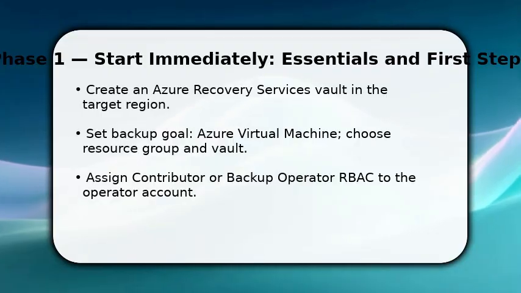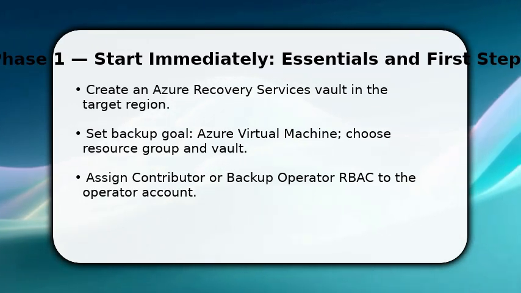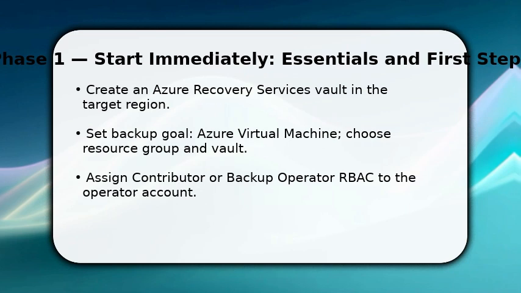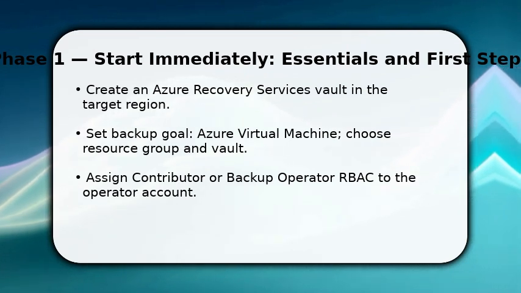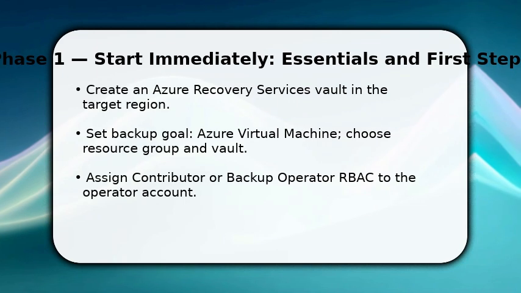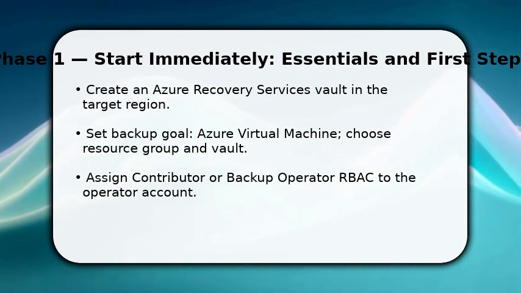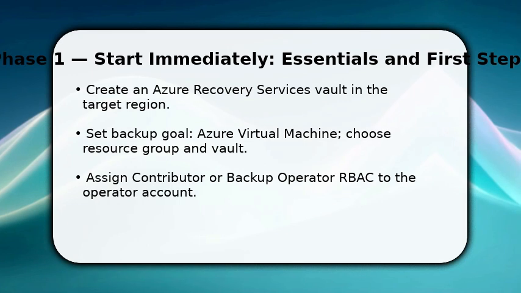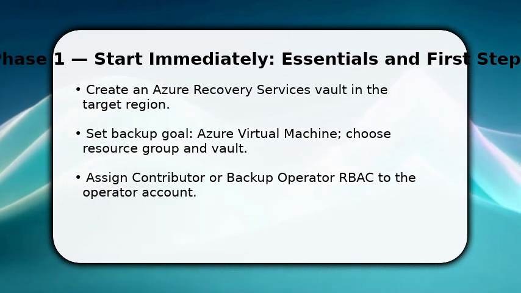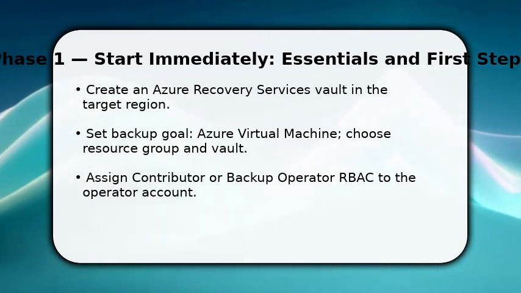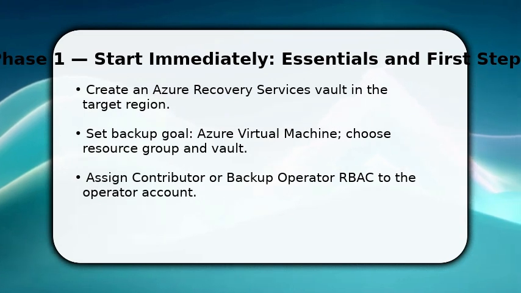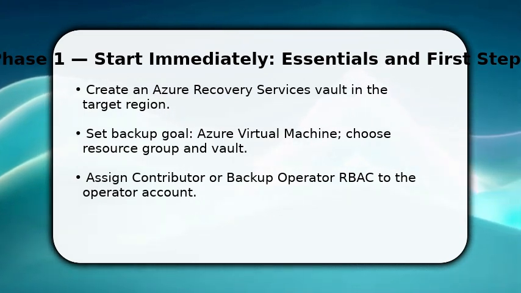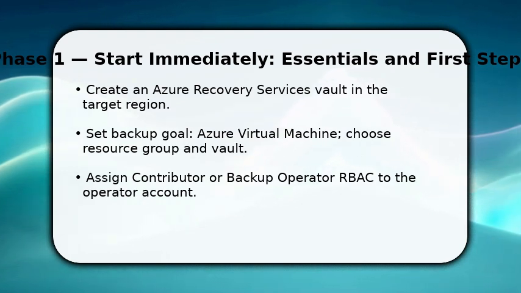You start by creating a recovery services vault in the same region as your VM. That's essential. Once created, choose Backup, set the backup goal to Azure Virtual Machine, and select the VM resource group. Then make sure you assign contributor or backup operator role to the person or service principal that will manage backups. This gets permissions and storage ready. Once done, you can move to configuring protection and policies immediately.